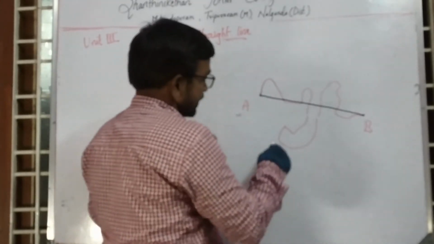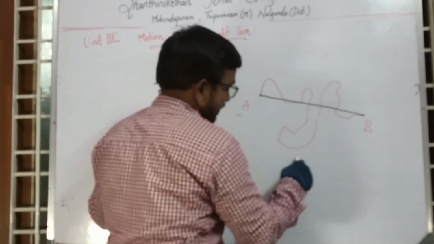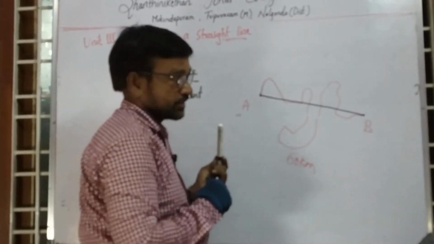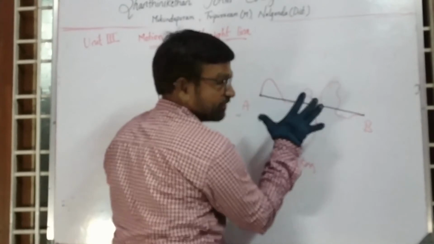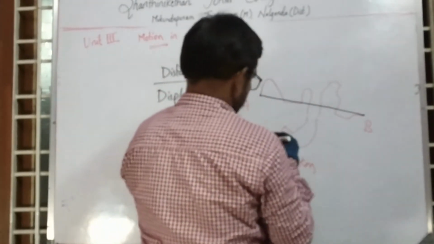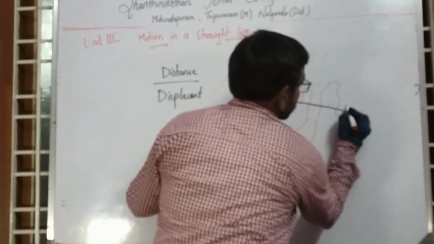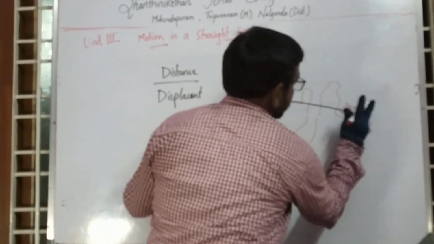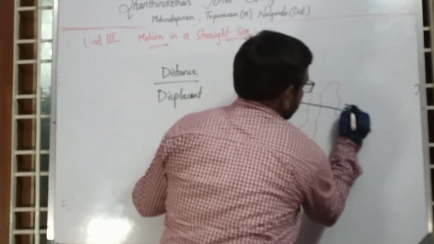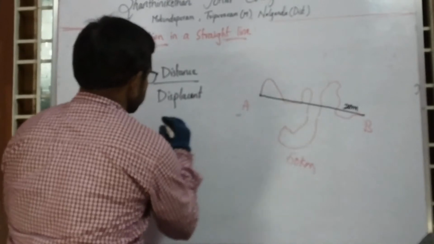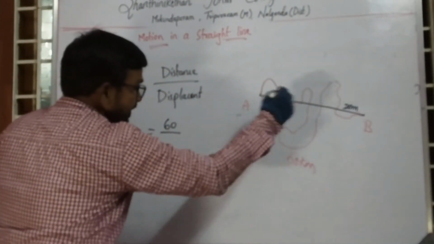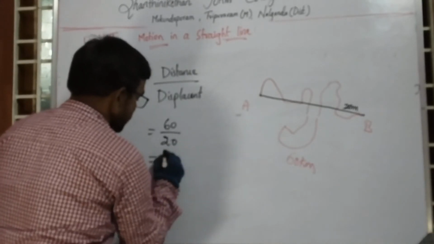For example, the distance covered here is around 60 kilometers. You think this is 60 kilometers, but if you see this black line, its length is very small, maybe around 20 meters. Okay, what is the distance here? 60. And what is the displacement? 20. So distance by displacement is equal to 3.